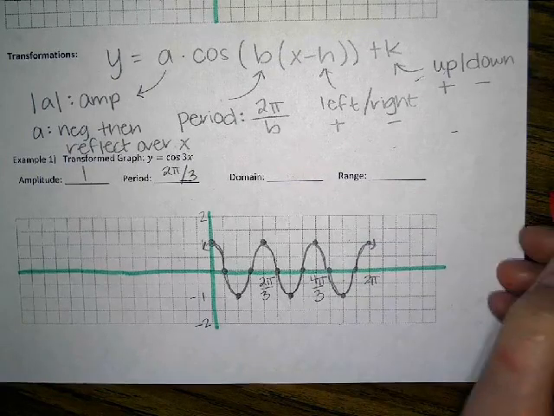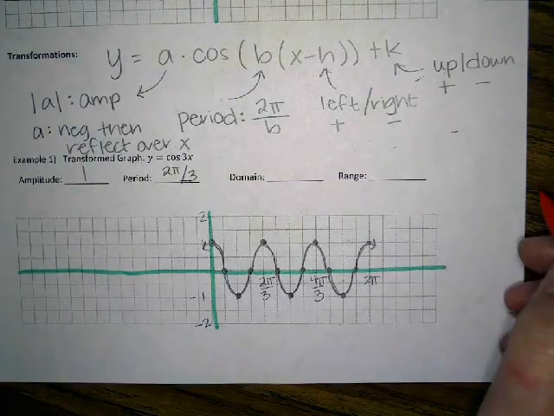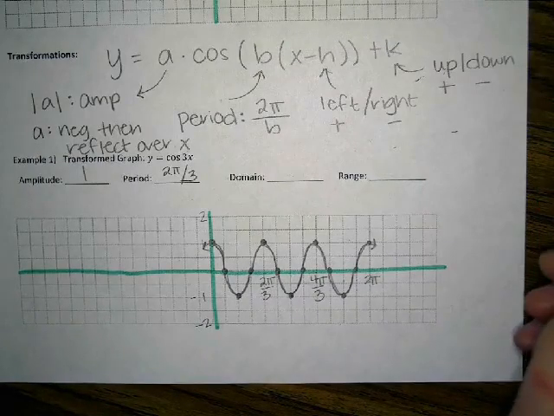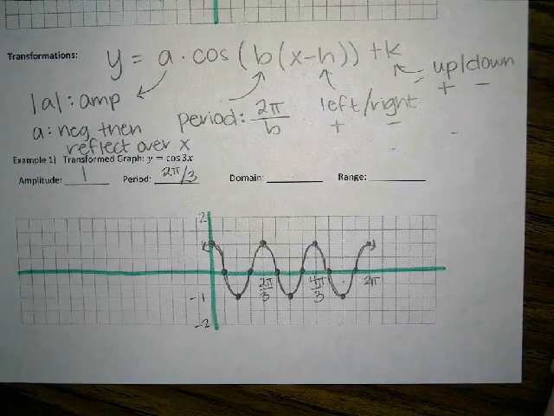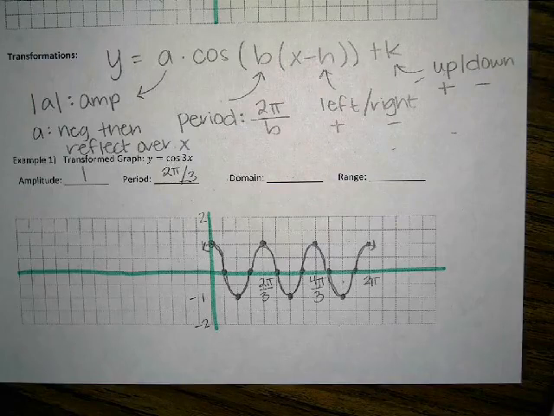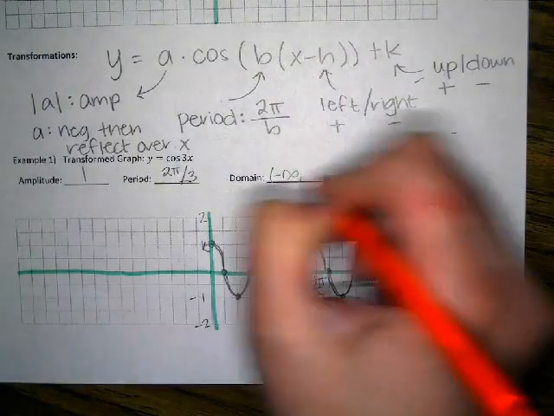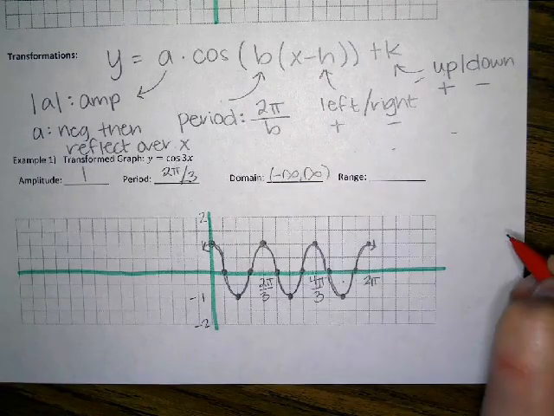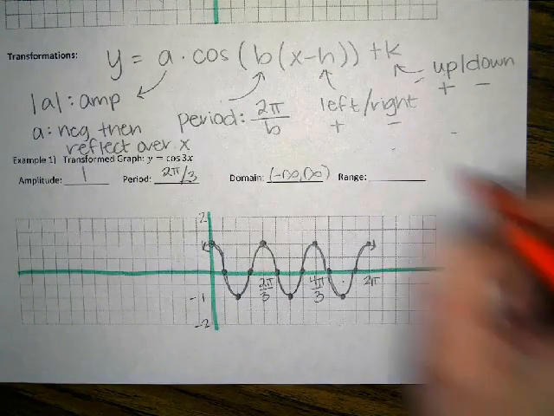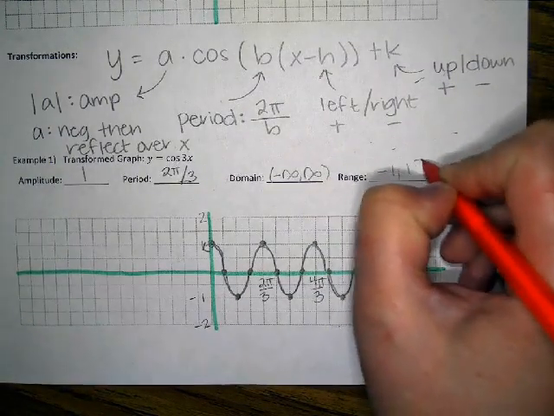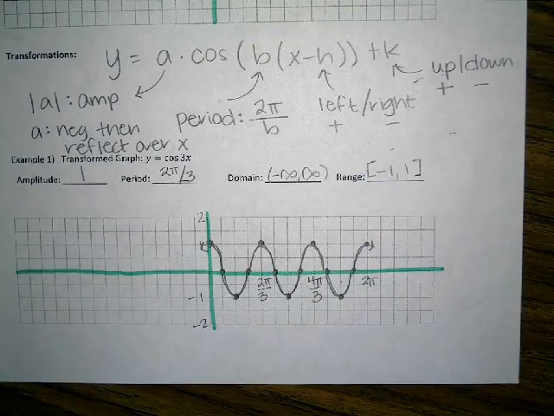Okay, what is our domain? Yeah, forever left, forever right. Okay. And what's our range? -1 to 1. Perfect. Okay. Other side.